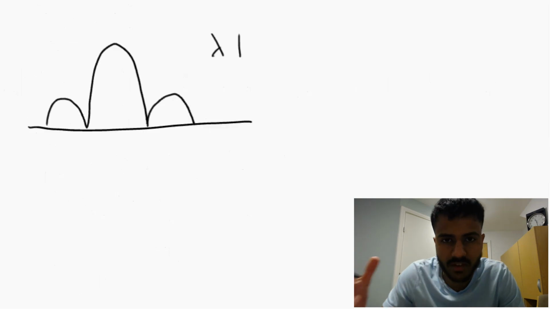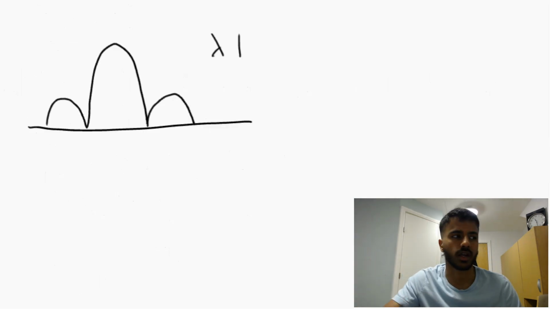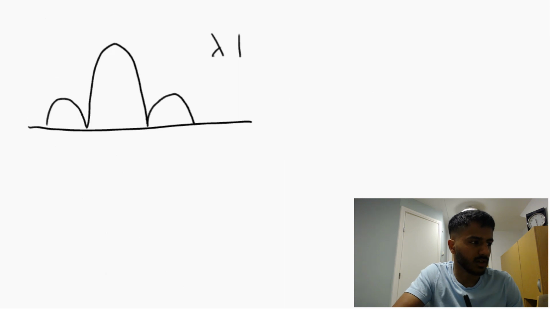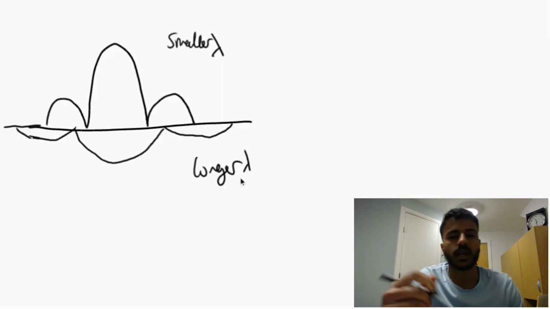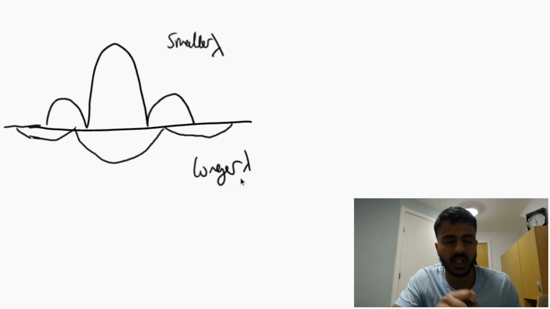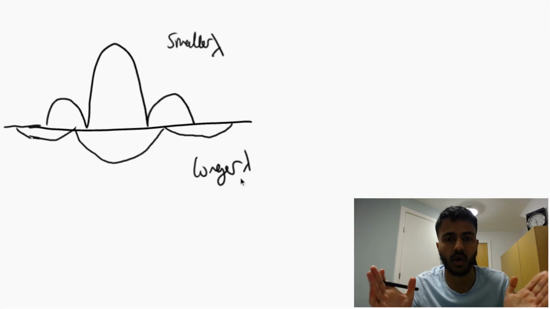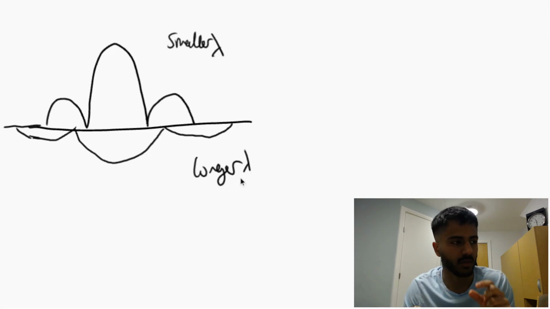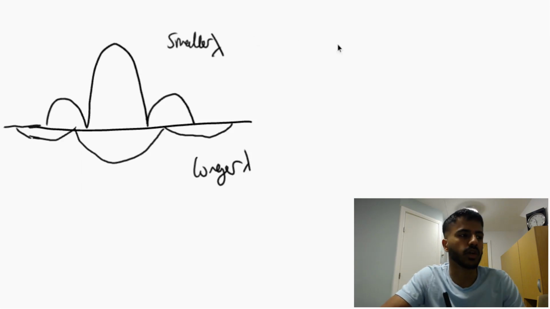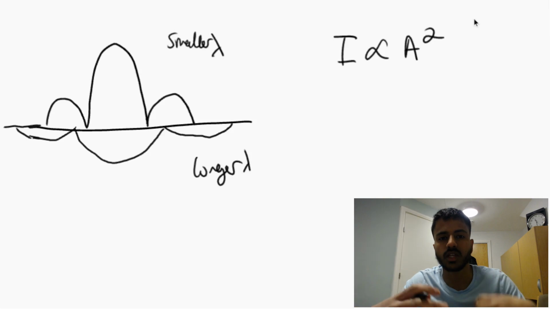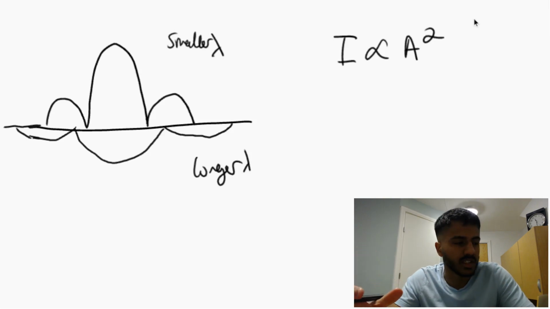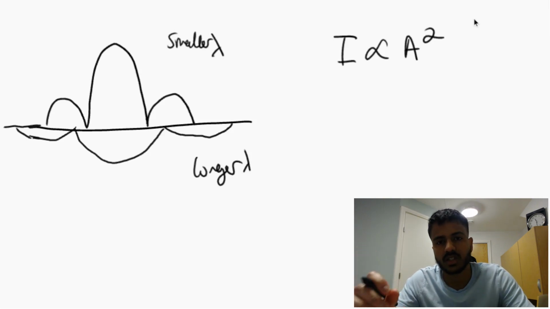So let me show you a visual representation of what it might actually look like. Here's the pattern that you might have seen beforehand, for when lambda is shorter. Now for a longer wavelength, you may see something that looks like this. You can see that these maxima have now spread out a bit more, but the amplitude of each peak has decreased. And we know that the intensity is directly proportional to the amplitude squared. So what that means in the physical world is these maxima will be slightly fainter.